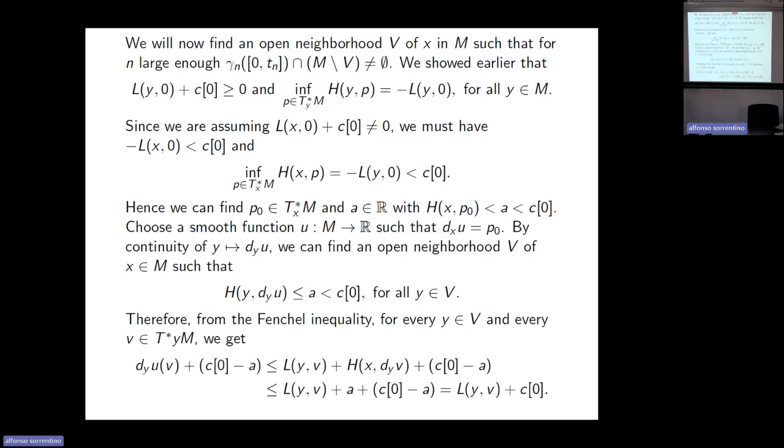Now, from the Fenchel inequality, we get that the derivative, if y is in V, and P is a vector tangent at y, d_y u (v) plus C0 minus A. Okay, so this is, by the Fenchel inequality, less than L(y, v) plus H(x, d_y u). And I still have the C0 minus A. But now H(x, d_y v) is less than A.